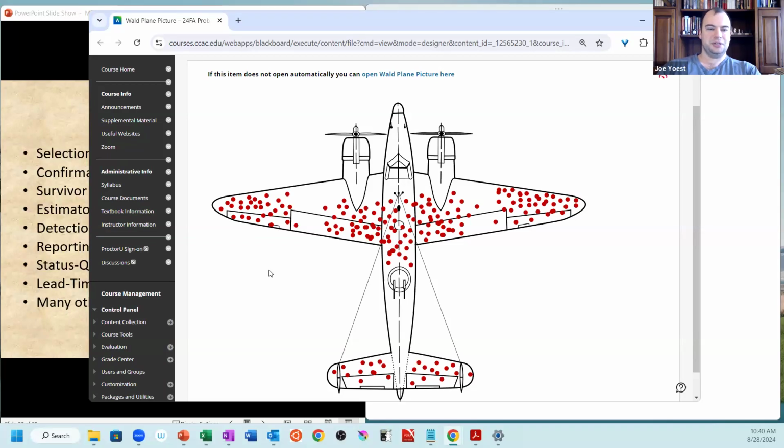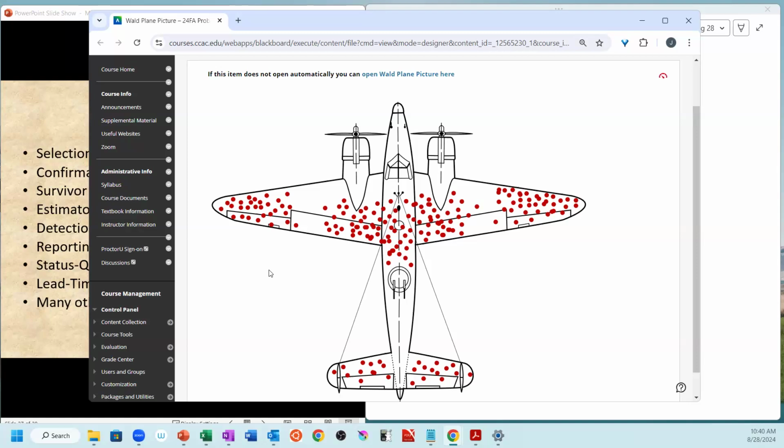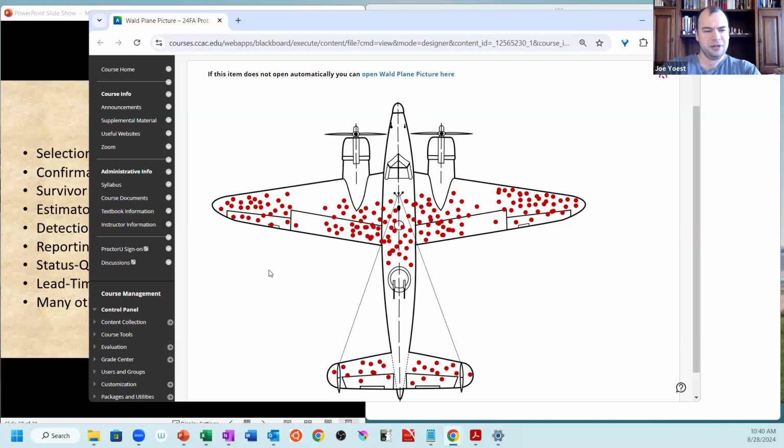So if this was his data set, where each of these red points is a place that he saw a bullet hole in the plane when it came back, where would he recommend they put the armor? On the red spots, like those areas. Yeah. So this is why it's a bit of a trick question, right? We would think the red spots. That's kind of the natural answer.